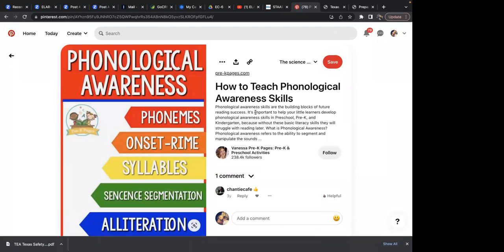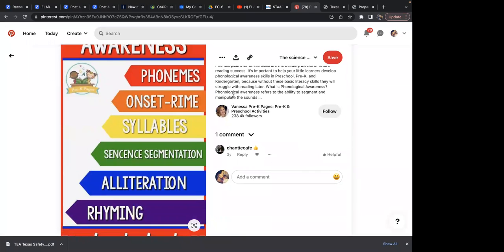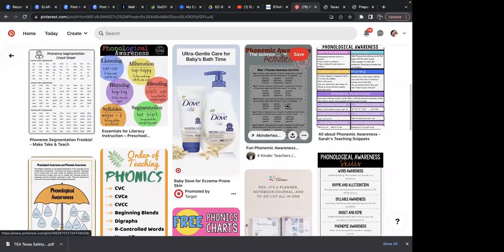But phonemic awareness skills are the building blocks of future reading success. They really are. They have to be able to understand and play with the words. There has to be a metalinguistic map of things they've said and done and read and known, and patterns, in order for that to carry on later. So phonemic awareness is your ability to segment and manipulate sounds and word parts and understand them for meaning.